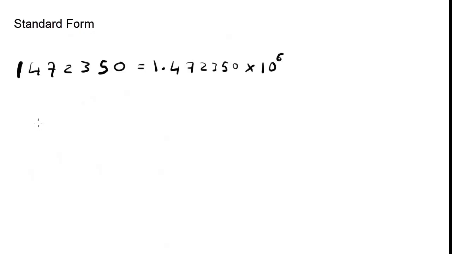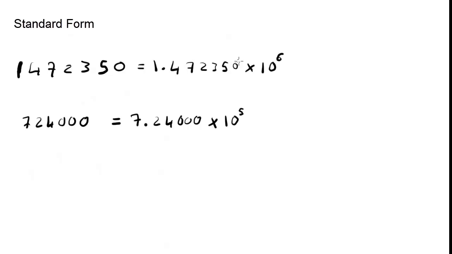Let's see another example. 7, 2, 4, 0, 0, 0. Write that as standard form. So just like before, we count the number of places after the first digit, so 1, 2, 3, 4, 5. Now we write the number out with the decimal point, and then we write times 10 to the power of 5.